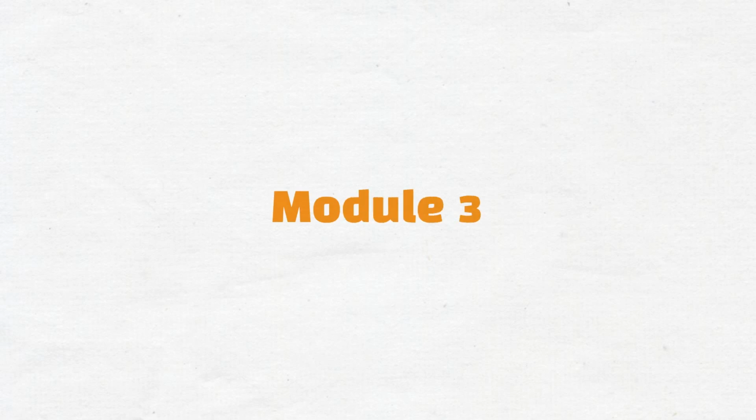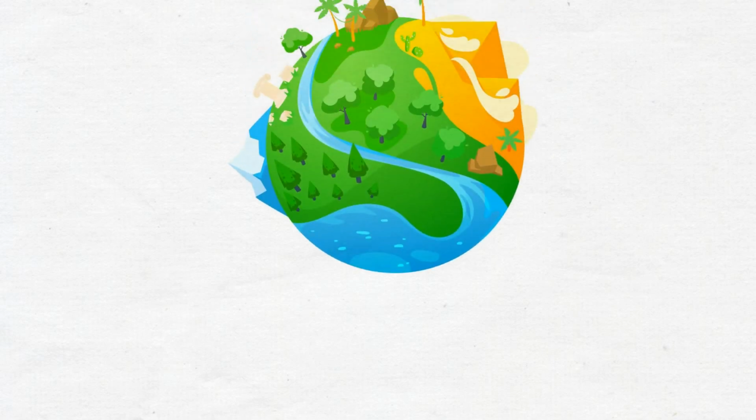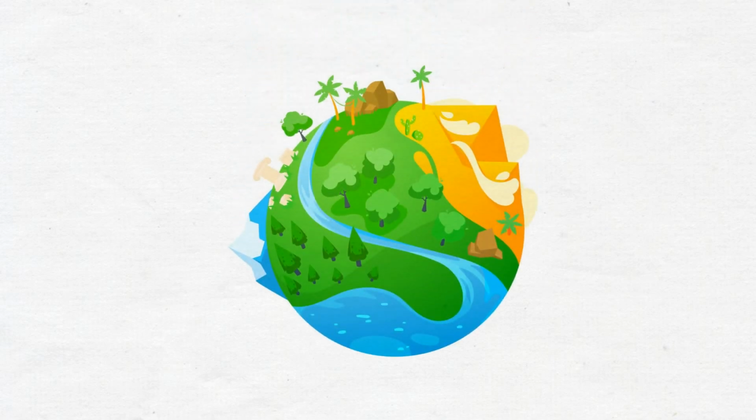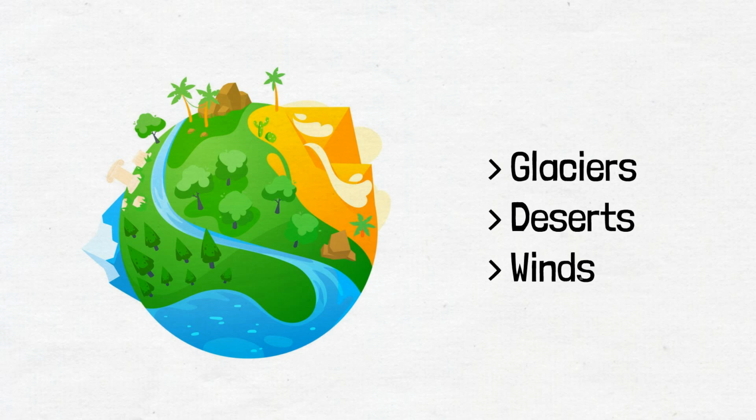Module 3, Unit 6, Glaciers, Deserts, and Winds. The Earth's landscapes are sculpted by a variety of natural forces, including glaciers, deserts, and winds. Each of these forces contributes to the transformation of the surface over time, leaving behind distinct features and geological records.